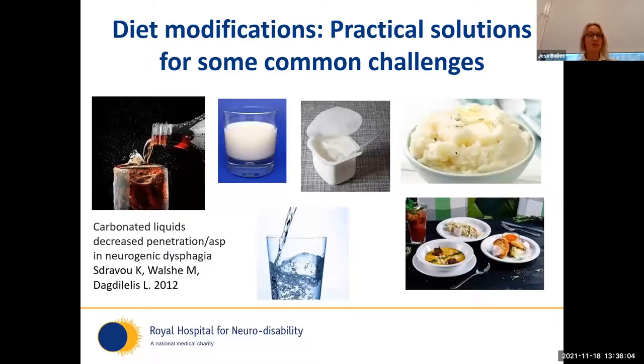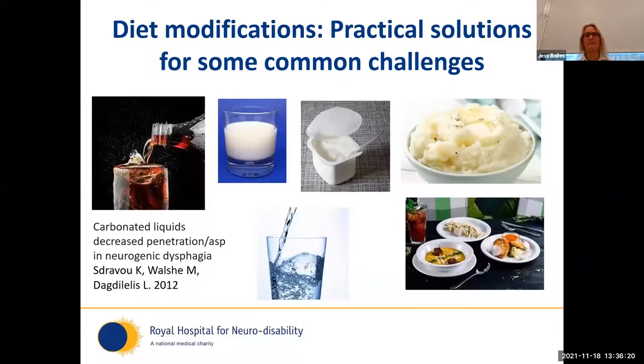I know that Becky also spoke about carbonated liquids. I've just put a bit of a reference there. So thinking about the sensory changes we can do in terms of temperature and mouthfeel, taking those to the objective assessment and seeing how that changes it.